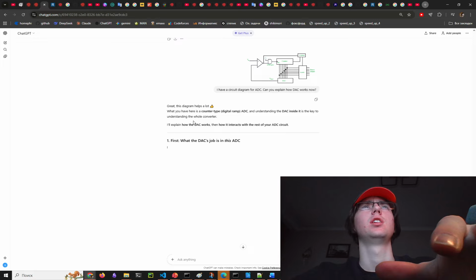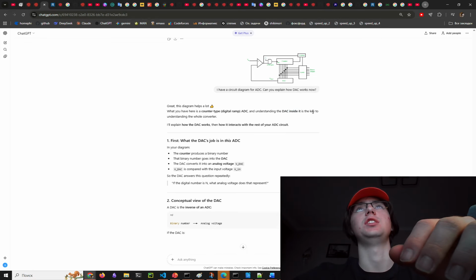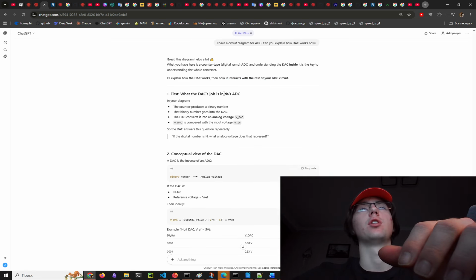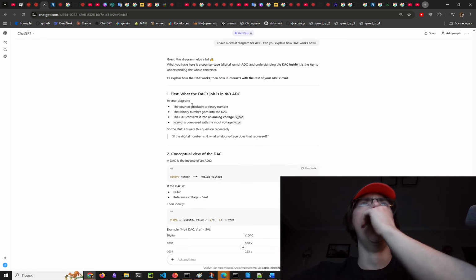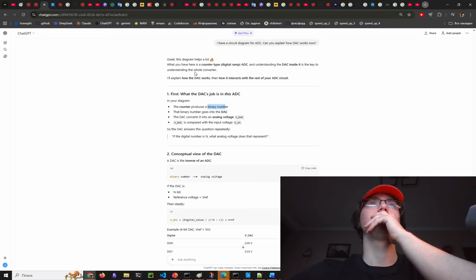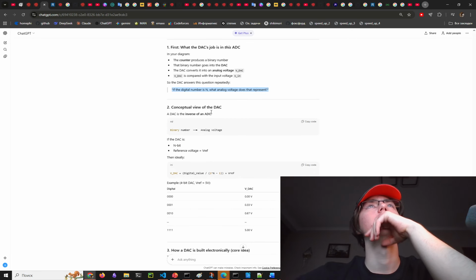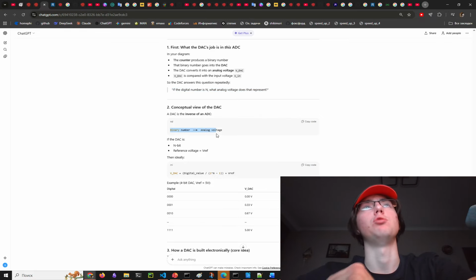Yep. What you have here is a counter-type ramp ADC diagram, and understanding the DAC inside it is the key to understanding the whole converter. I'll explain how the DAC works and how it interacts with the rest. The DAC's job in this ADC is to produce an analog voltage. Conceptual view of the DAC: the DAC is the inverse of the ADC. So it converts a binary number to an analog voltage.